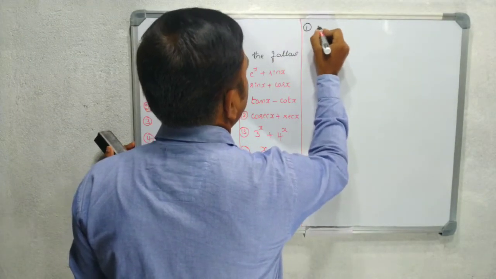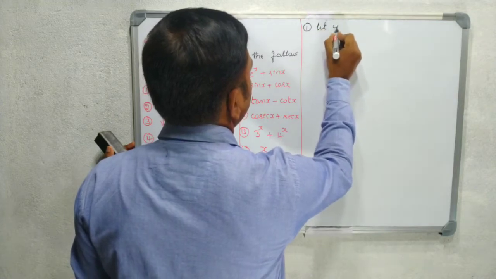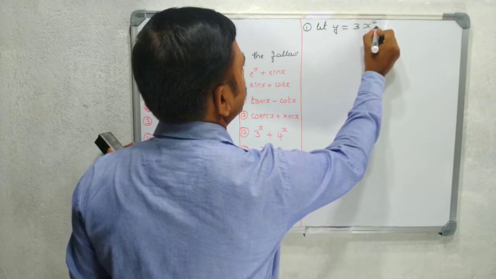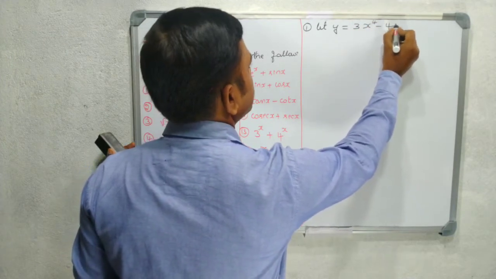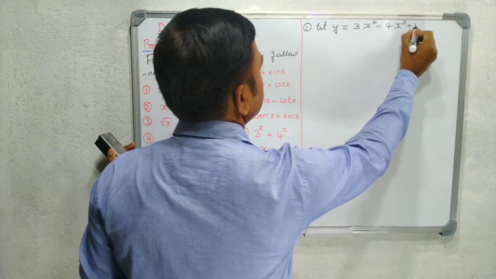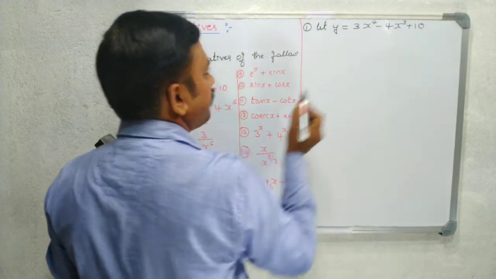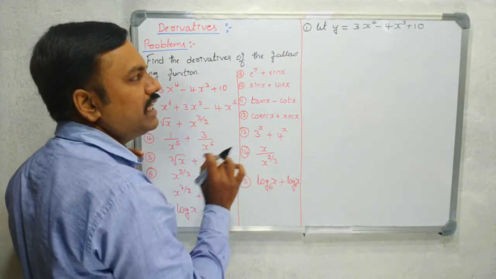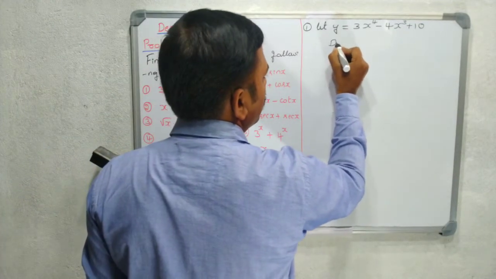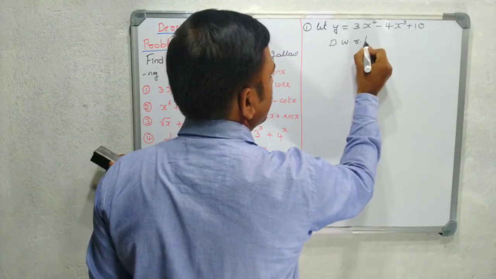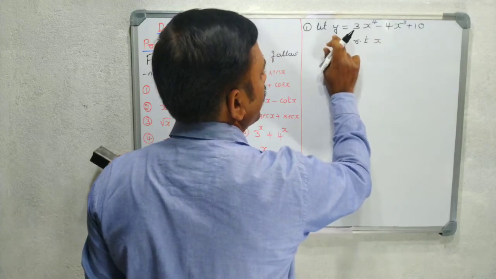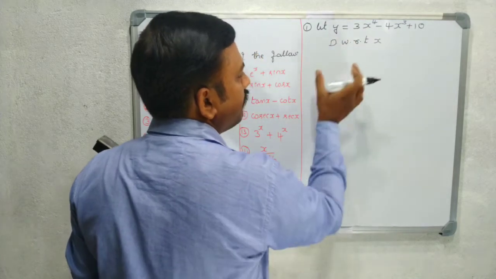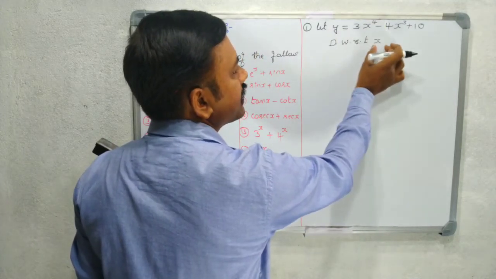Let us take that as y. Let y is equal to 3x to the power of 4 minus 4x cube plus 10. First take that function as y, denote that function as y and then differentiate with respect to x, because here y is a function of x. That's why we have to differentiate this y with respect to x.